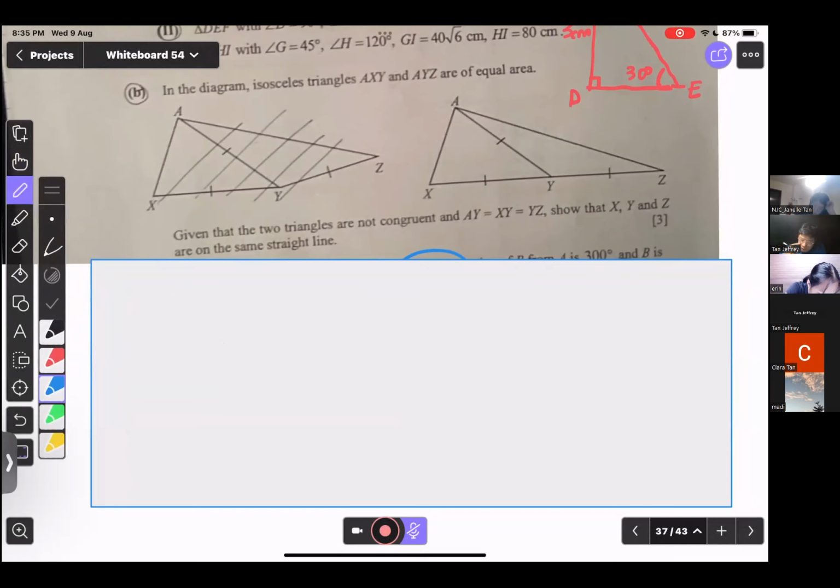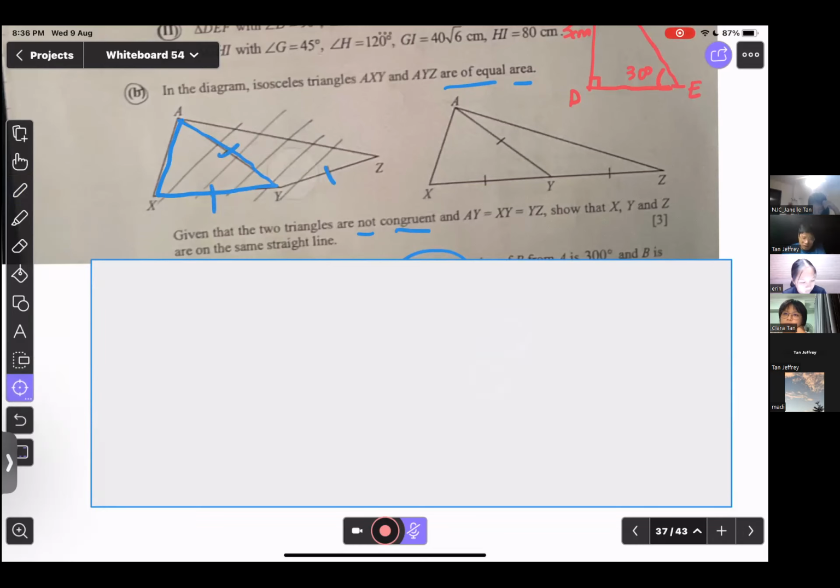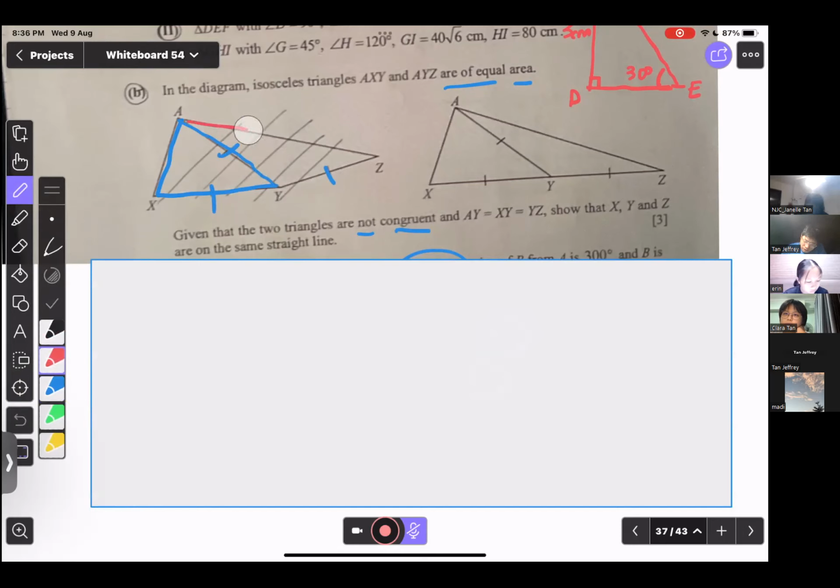Okay, so you see, if the two triangles are congruent and they are of the same area, the starting point is I'm going to use the area. So this triangle, which is AYX, these two are equal. Then you draw the line. Okay, so this one, red color.